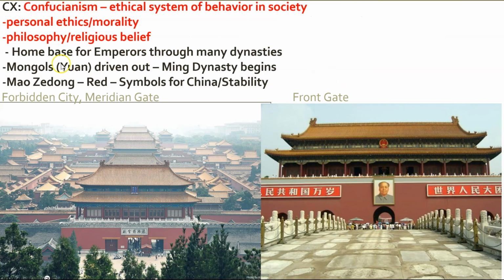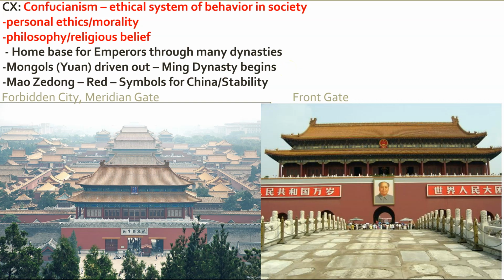Okay, a little bit of the history related to the dynasties. Before the Ming Dynasty, which is the one that started the Forbidden City, the Yuan Dynasty is driven out. They were the Mongols. They were foreigners that came in and controlled most of China and the people. And the Ming Dynasty is the one that reasserts control under this Confucianist ideology and starts building the Forbidden City.